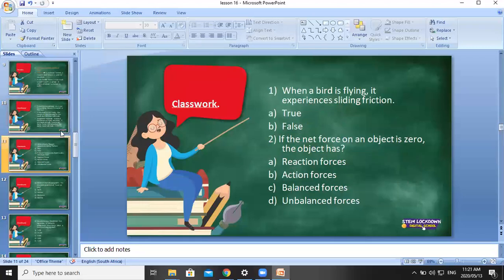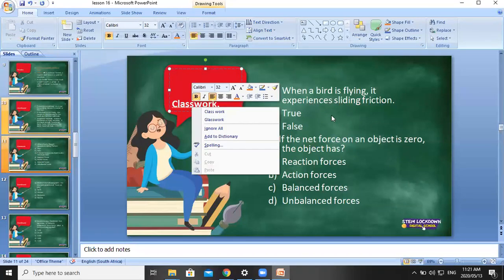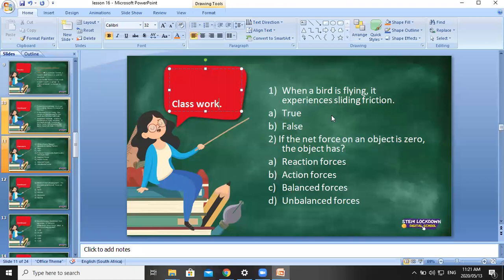Let us do this classwork, grade 9s. It's a classwork for tension to see if you are following. When a bird is flying, it experiences a sliding friction. Is it true or false? Have I spoken anything about sliding friction? No. So the correct answer there is false.